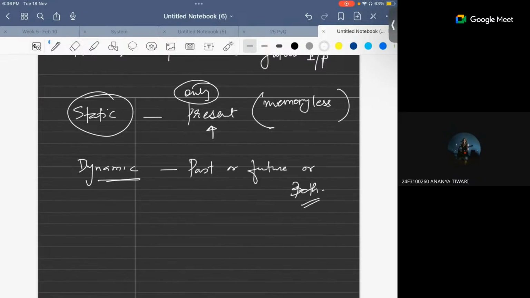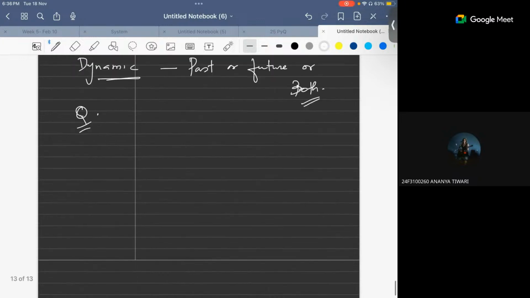Is it clear to everybody? Okay, now you just have to tell me whether the system is static, dynamic, causal, or non-causal. You don't have to tell me time invariant, variant, and linearity. So these are the questions.